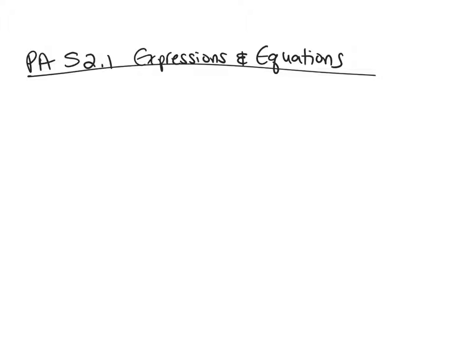Your expressions and equations test is going to be 45 points. There are 45 points of 28 questions. So there are 28 questions, but it's worth 45 points. That means that you have some questions that are worth 2 points and some questions that are worth 1 point.